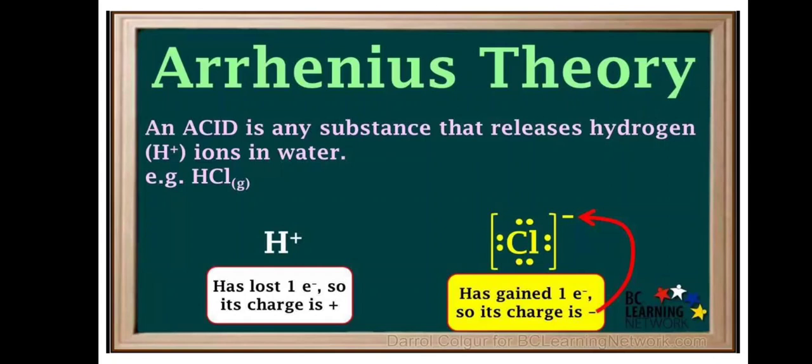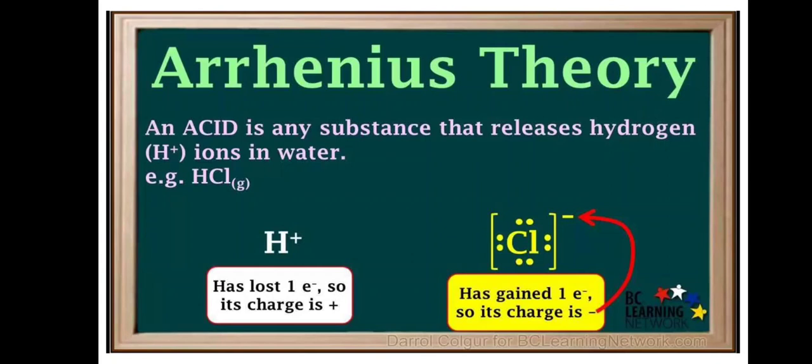Actually, this scientist was a Swedish chemist and his complete name was Svante Arrhenius. He introduced that an acid is a substance that produces or releases hydrogen ions when dissolved in water. For example, hydrochloric acid. Whenever we dissolve hydrochloric acid in water, it will produce H plus ions.